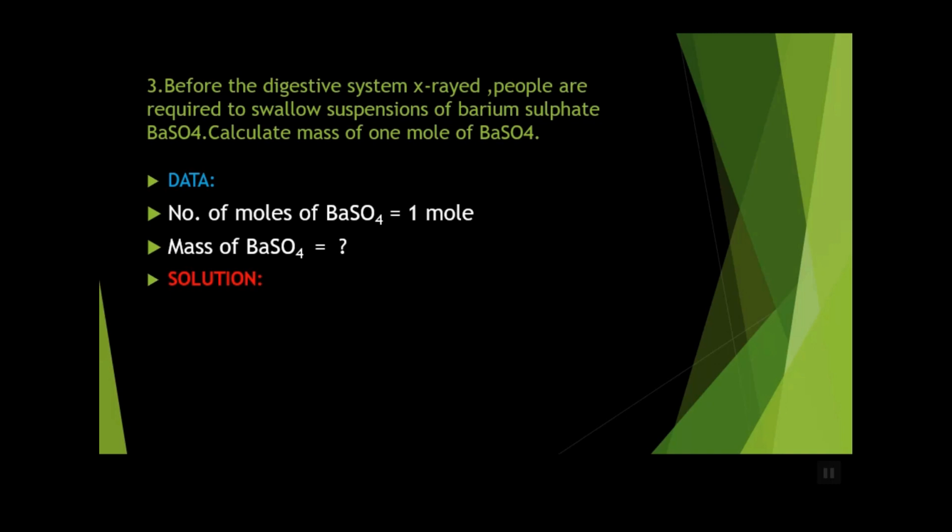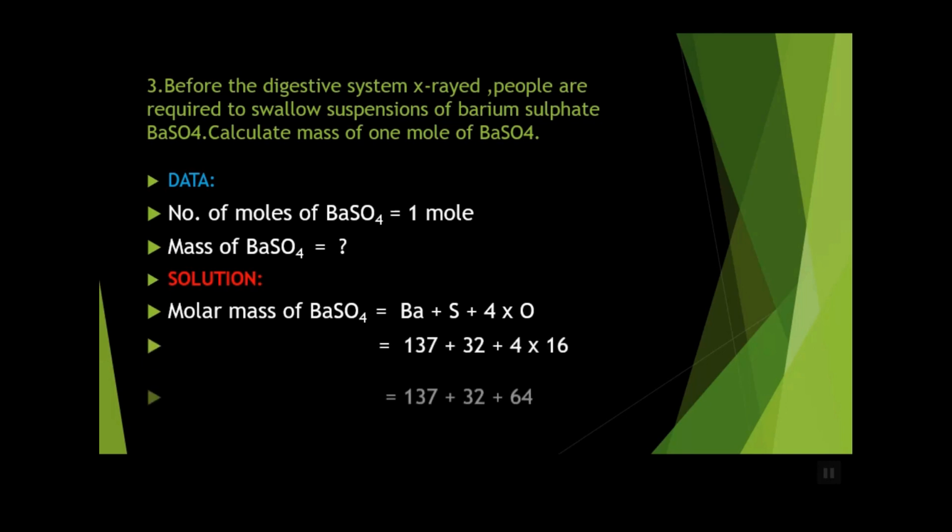Now solution. What is the first step in mole mass calculations? Yes, to find the molar mass. So molar mass of barium sulfate is equal to barium plus sulfur plus 4 into O, because we have 4 oxygen atoms. Just putting their atomic mass values we get the answer 233 gram. That is the molar mass of barium sulfate.